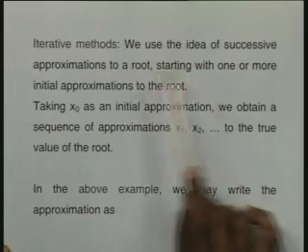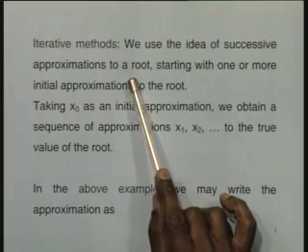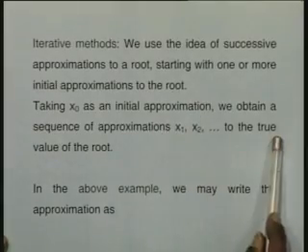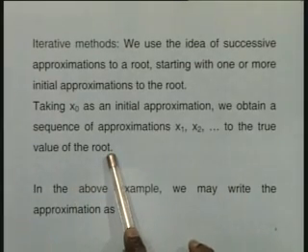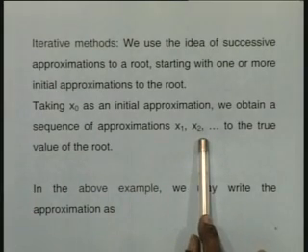Now, in an iterative method, we use the idea of successive approximation to a root. What we mean here is that we start with an initial approximation, which we will get through some other way, and then starting with that initial approximation, we proceed to find the sequence of approximations x1, x2, x3, which we hope will converge to the exact root of the solution. When it will converge and when it will not converge, we will look at it.